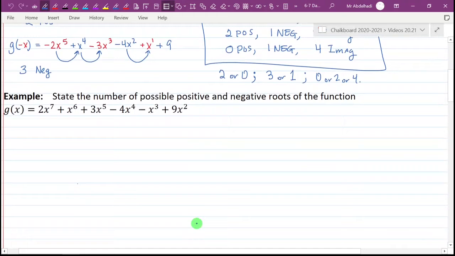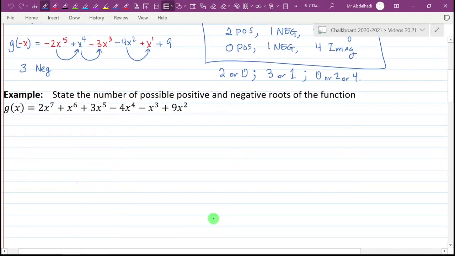Okay, how about this next one here? Let's do Descartes again. No sign change from here to here. No sign change from here to here. 1 sign change from here to here. No sign change and 1 sign change. So 2 positive real roots. Now, what about the negatives? For the negatives, we find g of negative x. Okay? Which means that for the odd-powered terms only, change a sign from whatever it is to the opposite sign.